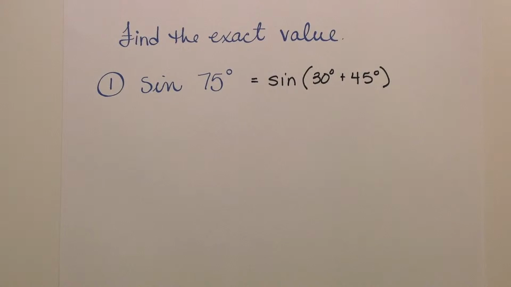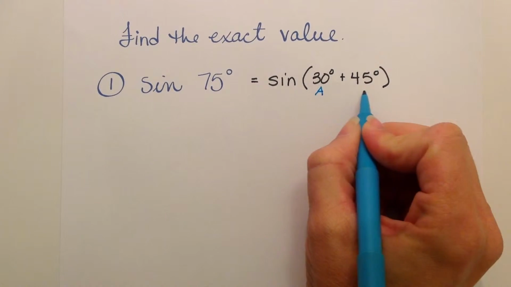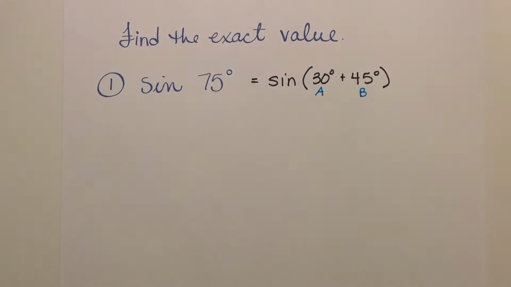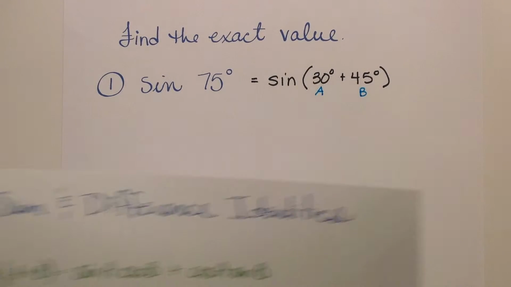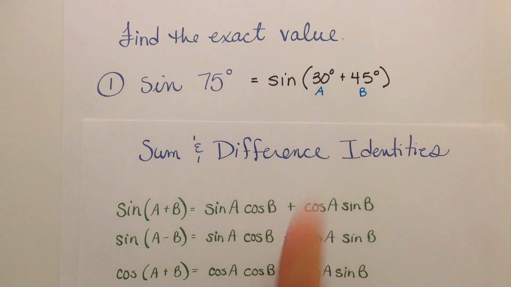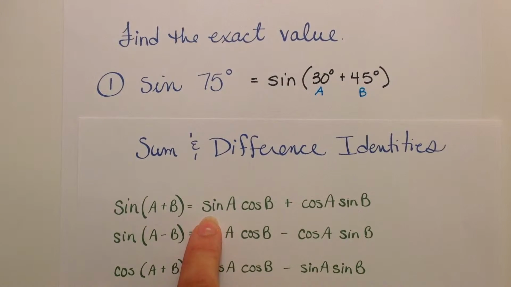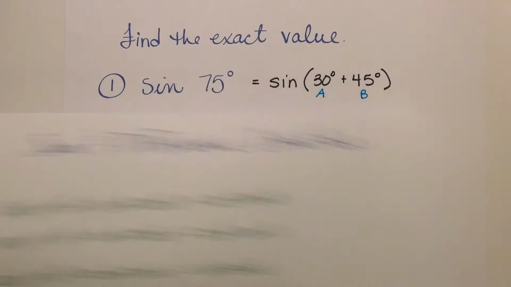Now, in the identities that I had you copy, it referred to an angle A and an angle B. So for this problem, this is going to be your angle A, and this is going to be your angle B. Okay, so let me pull the identities back up here. So we have sine, we have addition, so this is going to be the identity that we're going to follow. So you're going to copy this part down exactly as it is, except you'll put 30 degrees in for each of the A's, and then you'll put 45 degrees in for each of the B's.